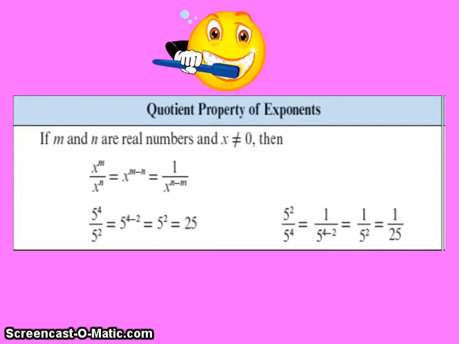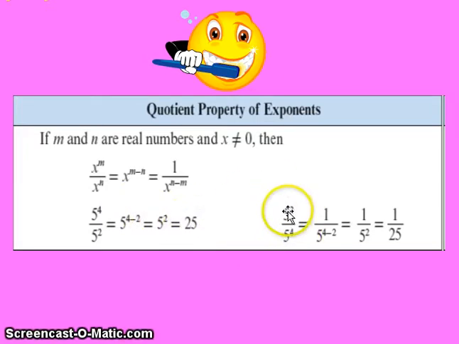Now what this means is that anytime you have a number to a power and a like base to a power being divided by it, you can subtract those exponents. So when we are multiplying like bases, we add the exponents. When we're dividing like bases, we actually subtract them. So 5 to the 4th divided by 5 to the 2nd is still 5, but it's to the 4 minus 2. So 5 squared, which is 25.